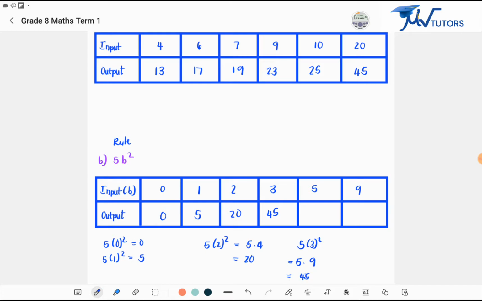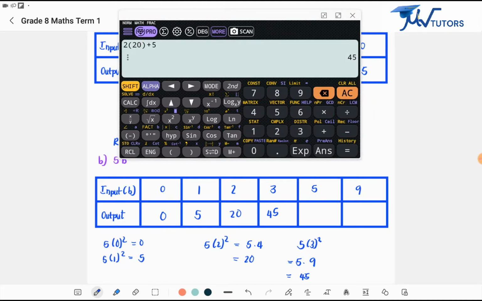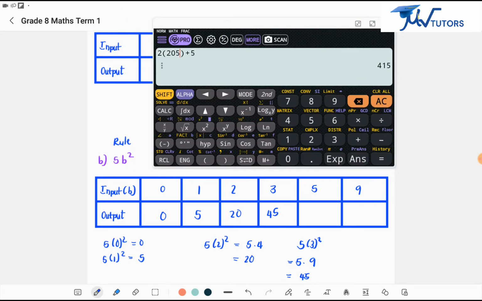All right, I'm just going to use the calculator now. So what is the rule? The rule is 5 times whatever b is at that point, which is b squared. So basically 5 squared is 25 times 5, we get 125. And then we have 9. So what do we do there? Okay, we get the answer 405.